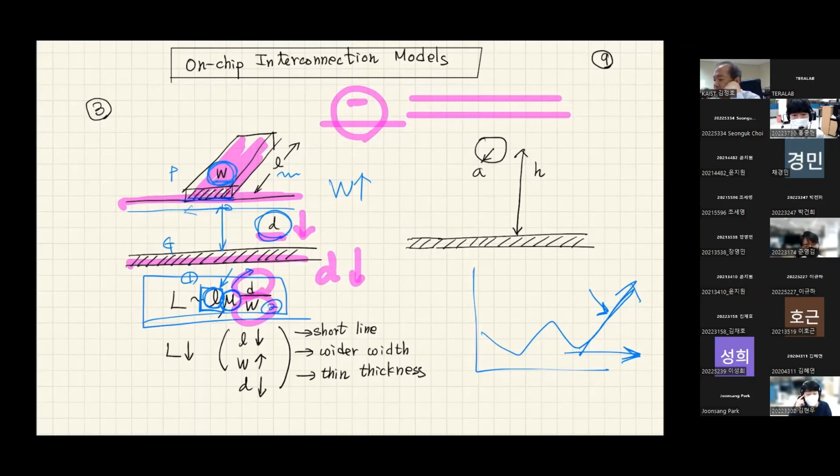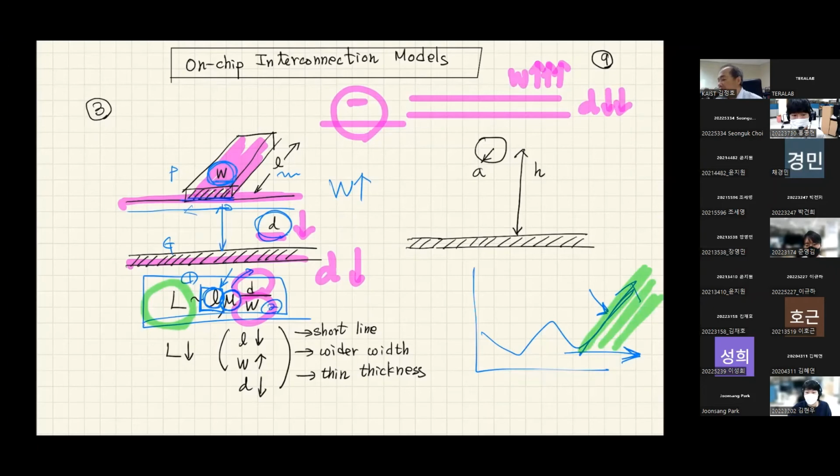So we have to make D as thin as possible. W should be made as wide as possible. That is the design rule of power and ground metal, especially when we look at the inductance. That is going to control this area.